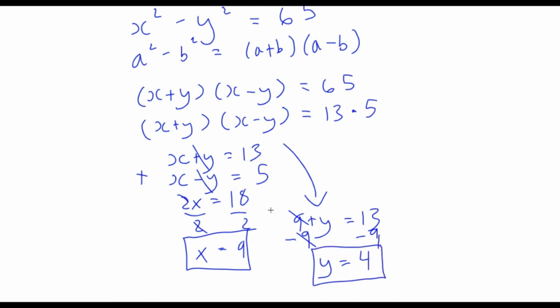Now, to check, let's go ahead and plug in 9 and 4 into our second equation to see if it's right. So remember, x is 9. So we have 9 minus y, which is 4. This is equal to 5. 9 minus 4 is 5. So we have 5 equals 5. Because this is right, we know that x equals 9 and y equals 4 are correct values.